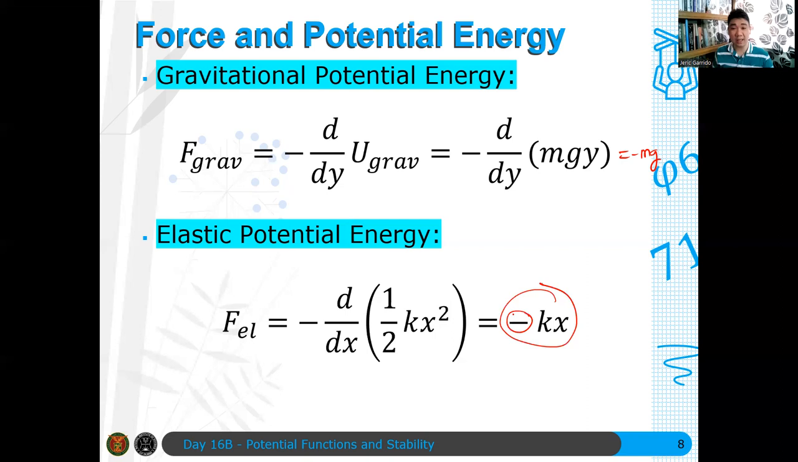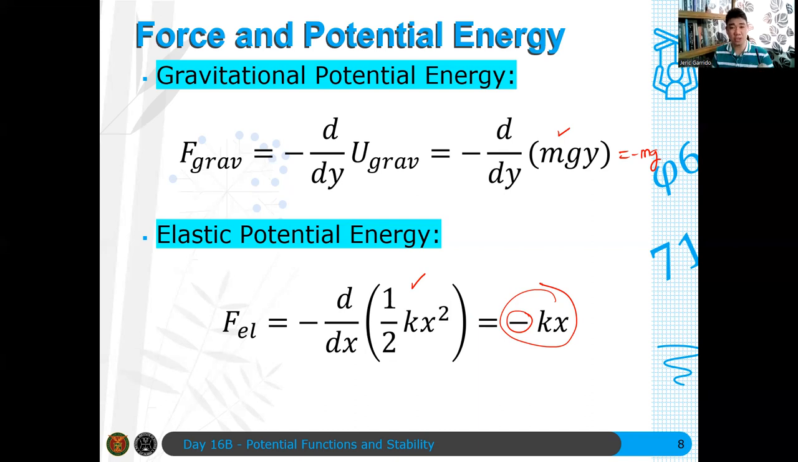And this negative sign here indicates the idea that it is a restoring force. Kailangan bumabalik siya kay equilibrium. Diba? Ito yung mga pinagsasabi natin a few sessions ago, which is on elastic potential energy and gravitational potential energy.